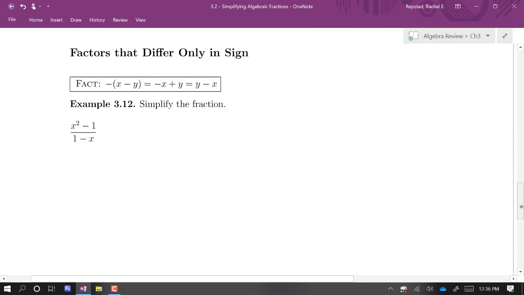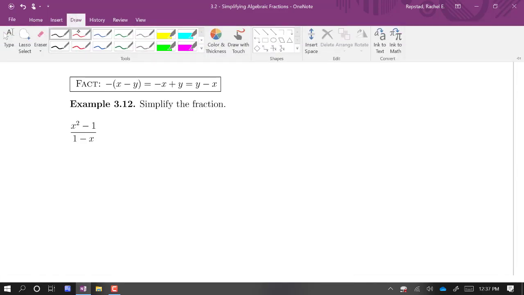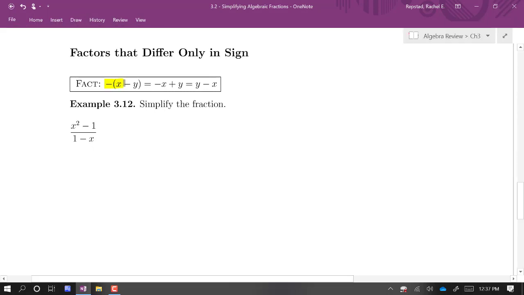Once in a while we might notice that we have factors that are really close, but they're not quite matching. This can happen sometimes when we're just reversing the order of subtraction. So note that the negative of x minus y, you could distribute that minus sign and it simplifies to y minus x. So if I notice that I might get a common factor if I were simply able to reverse the order of subtraction, you can do that just by factoring out a negative 1.